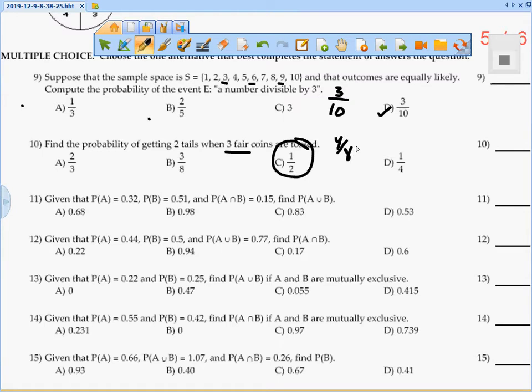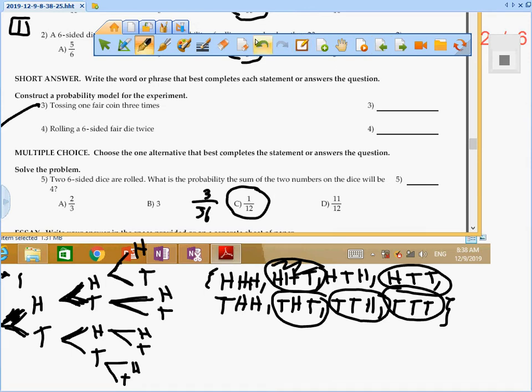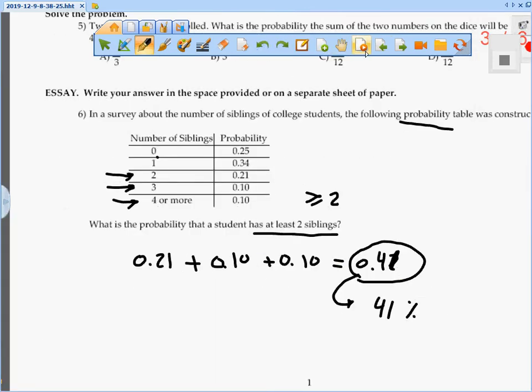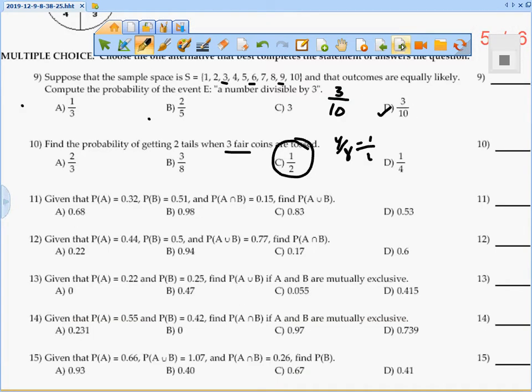Wait. Let's just find the probability of getting 2 tails, not at least 2 tails. So it's 3 over 8. So let's go back. I said at least. It's okay, no problem. So it's going to be 1, 2, and 3. So the answer is 3 out of 8. So generally, if it says at least 2, it's going to be half, but only 2 tails is going to be 3 out of 8.